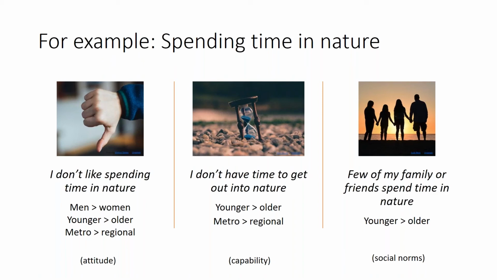And from a social norms perspective, we know that if family and friends don't do something, then we are less likely to do that something. And so, fewer of my family or friends spend time in nature. Younger people were more likely to agree to this than older people. So again, the intervention to try to get more people spending more time in nature would look different depending on age group.